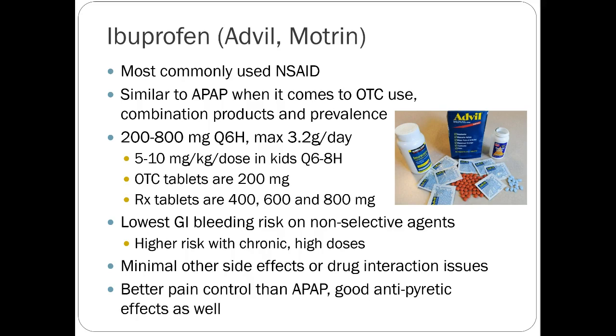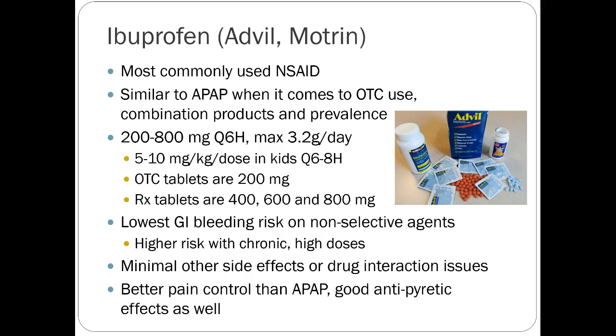This is debatable depending on who you talk to, but if you look at the more serious pain syndromes like rheumatoid arthritis, where you dose pretty on the high end, you'll see 3.2 as the max. For general, less severe pain, 2.4 or so would be more typical, maybe 2 grams a day or something like that. But 3.2 is the technical max.